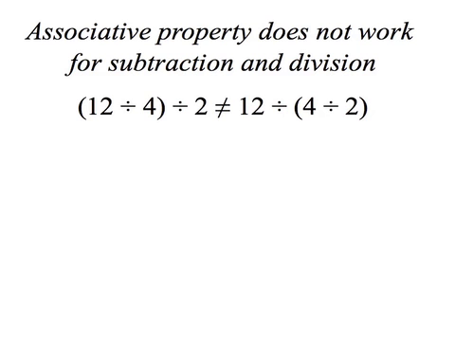And here's a demonstration. We have 12 divided by 4 divided by 2. But on the left side, we group the 12 divided by 4 and do that first and get 3. On the right side, we do the 4 divided by 2 first and get 2. And then on the left side, we're left with 3 divided by 2, which is 1.5. And on the right side, 12 divided by 2, which is 6. And of course, 1.5 does not equal 6. The associative property does not work for division.